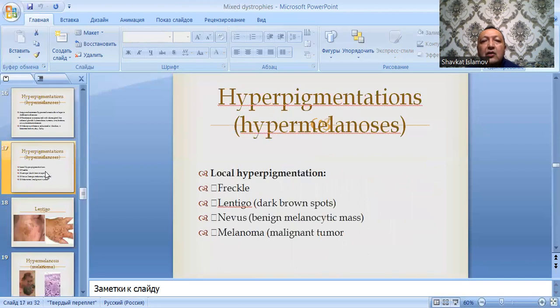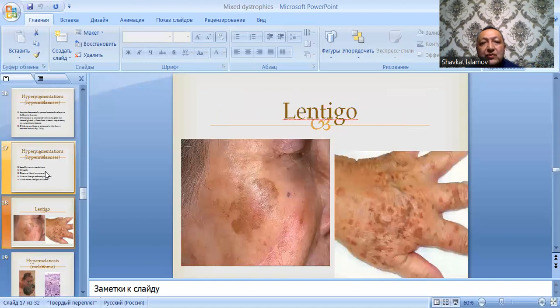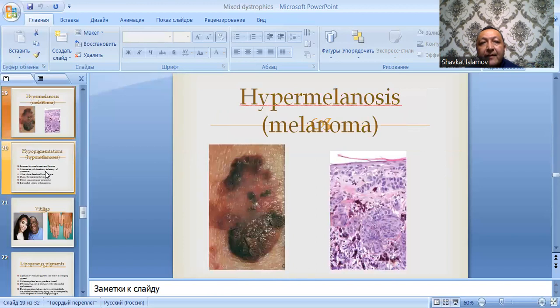Hyperpigmentation. Local hyperpigmentation: freckle, lentigo, nevus, melanoma. You see a picture of lentigo. You see a picture of hypermelanosis, melanoma.